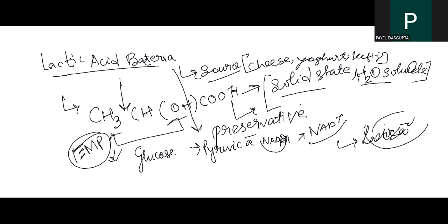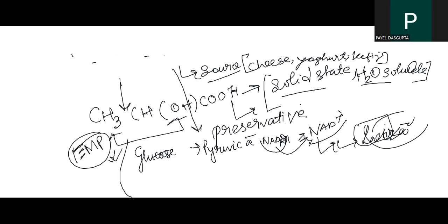Naturally, it is the Embden-Meyerhof-Parnas pathway. The glucose will first be there, and this glucose will convert into pyruvic acid, from where the NADH will release, and NAD plus will be formed. As a result, the lactic acid formation will take place. This is one part about lactic acid: how do you get it?